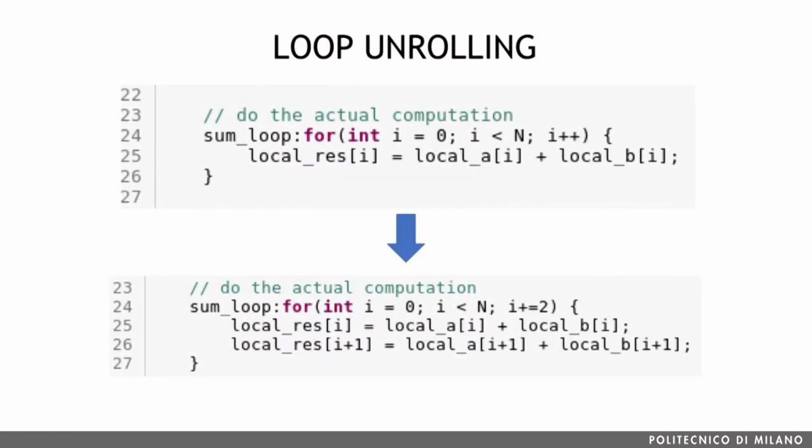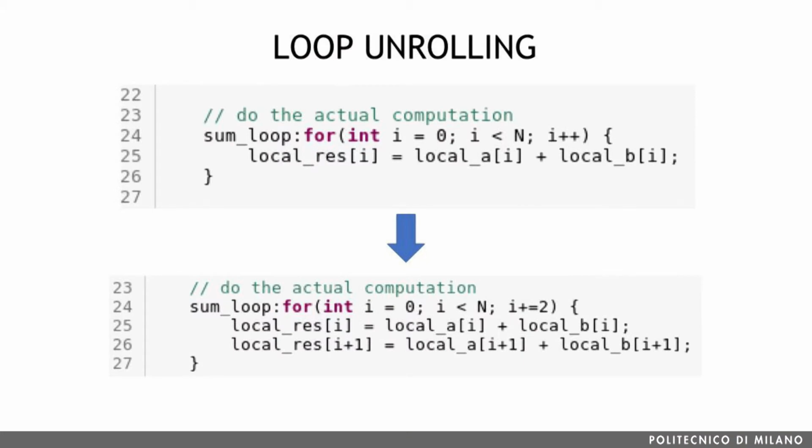Loop unrolling effectively means unrolling the loop iteration so that the number of iterations of the loop reduces and the loop body performs extra computation. This technique allows us to expose additional instruction level parallelism that Vivado HLS can exploit to implement the final hardware design.